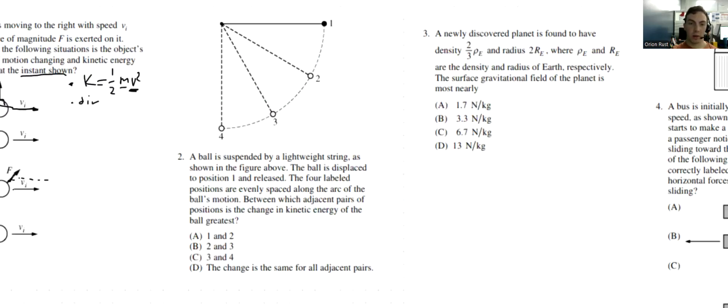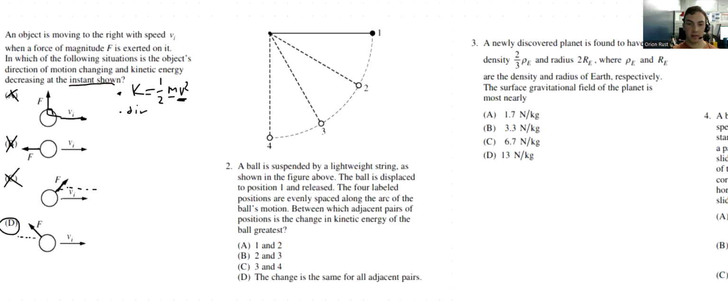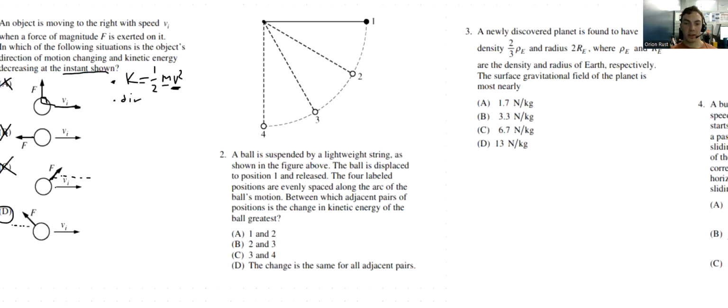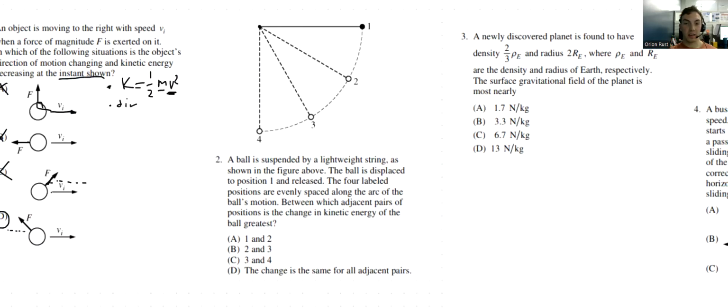Question number two, a ball suspended by a lightweight string as shown in the figure above. The ball is displaced to position one and released. The four labeled positions are evenly spaced along the arc of the ball's motion. Between which adjacent pairs of positions is the change in the kinetic energy of the ball the greatest? Now, this question is deceptively simple. All these arcs are equally spaced in length.